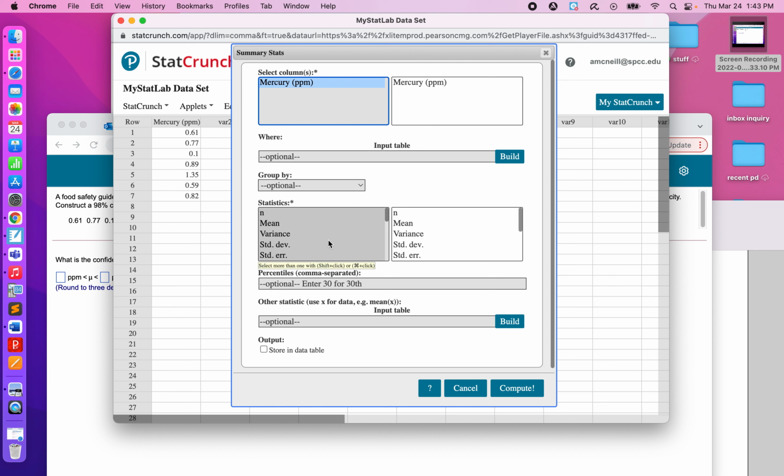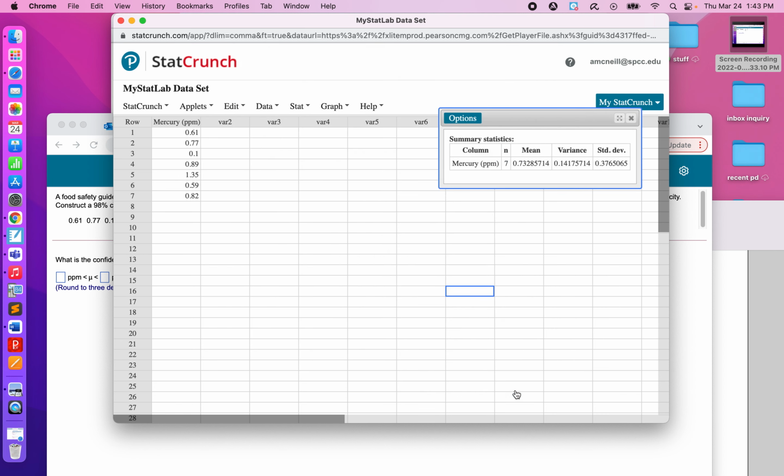And I'm going to scroll down here and say, what do I need to know? I need to know how many I have. I need to know the mean. Let's go ahead and get the variance and the standard deviation as well. That's all I want right now. I don't want the standard error just yet. I'm going to go ahead and compute.